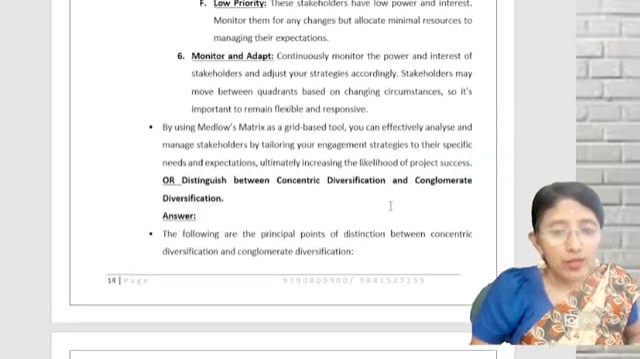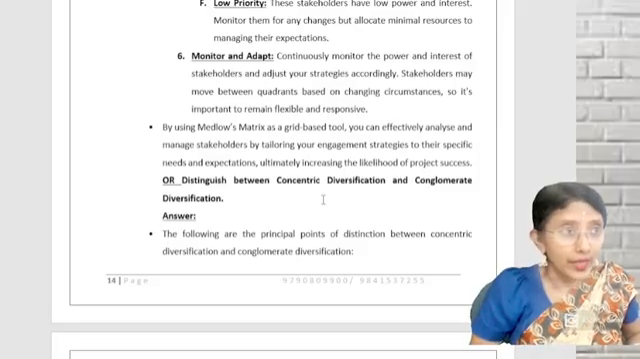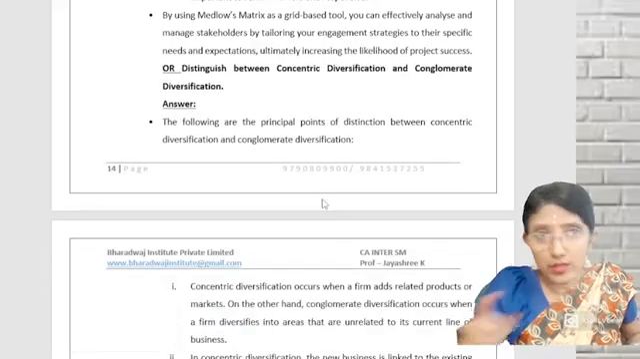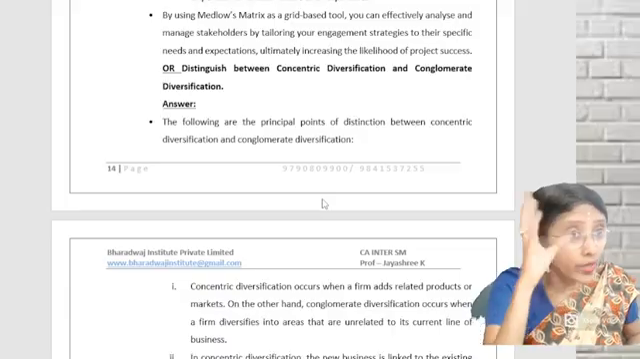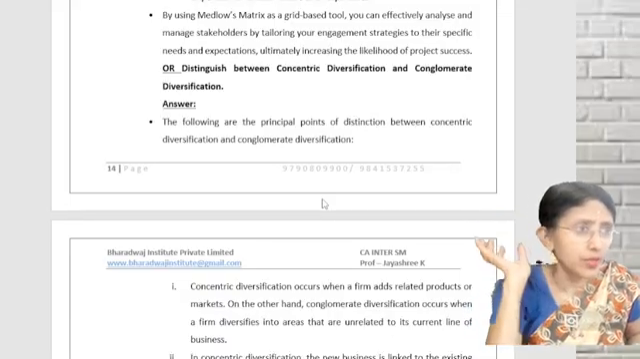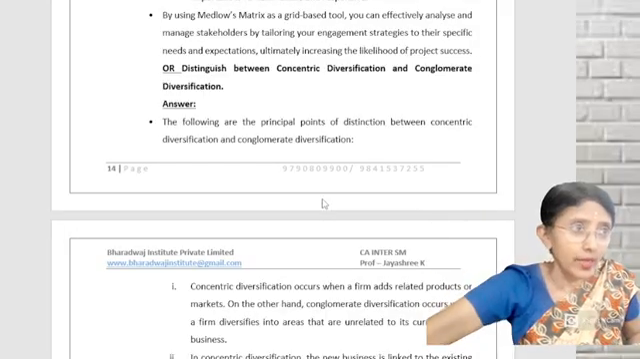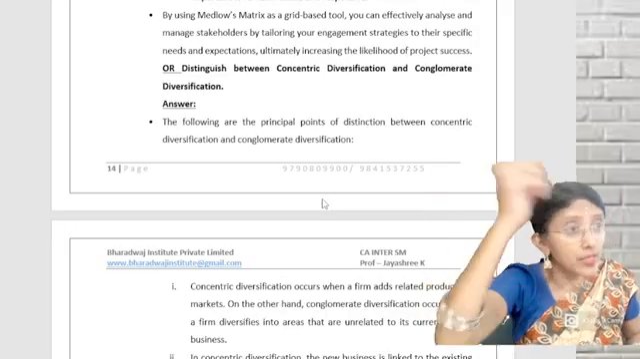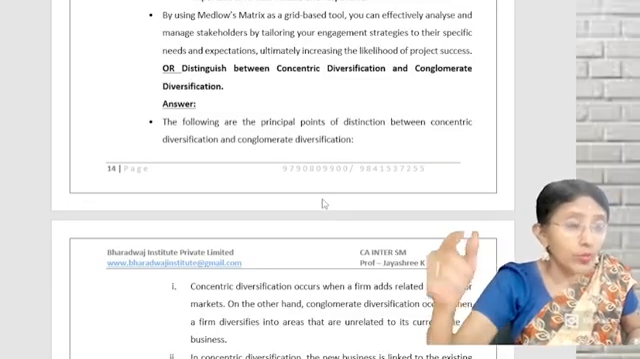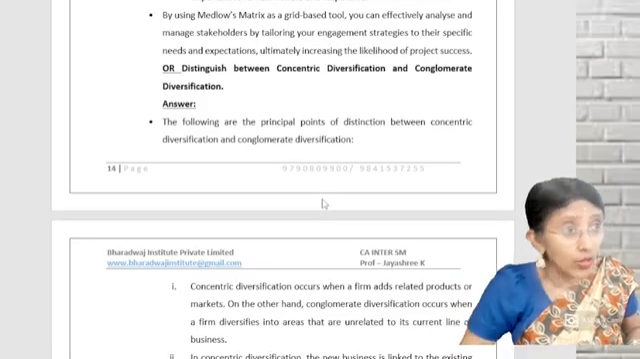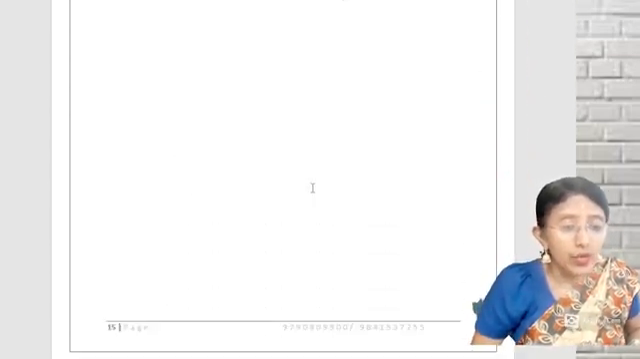We saw this: distinguish between concentric diversification and conglomerate. Just now we saw, isn't it? Study chapter 4, my dear students. Please revise that 2-3 times at least. So many concepts in it. Related diversification, unrelated. And internal strategies, external strategies. Intensification, diversification. Forward, backward integration. Horizontal, vertical. So many you have, right?